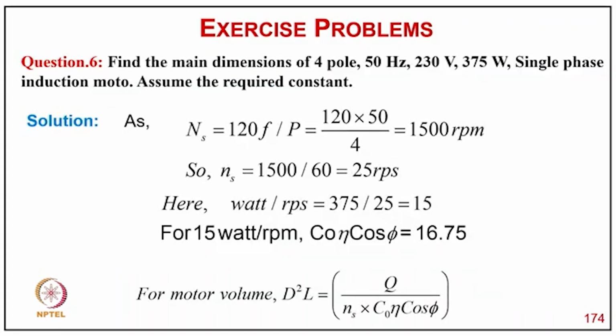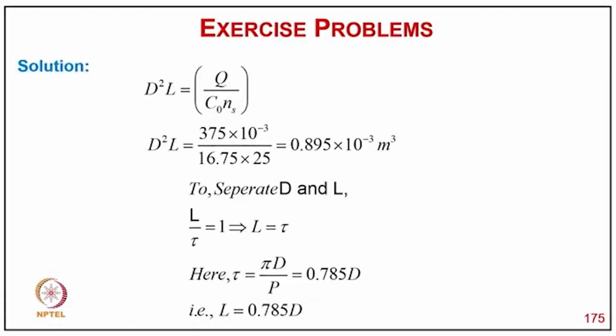Now question 6: find the main dimensions of a 375 watt, 230 volt single phase induction motor. Assume the required data. NS equal to 1500 rpm, and in RPS it comes to 1500 by 60, so 25 RPS, and watt per RPS is 375 by 25, that is 15 watt per RPS. Cos phi and efficiency equal to 0.75. So now you can call it D square L equal to Q upon C0 NS eta cos phi. So D square L equal to Q upon C0 NS. Putting in the values, D square L comes to 0.895 into 10 to the power minus 3 meter cube.